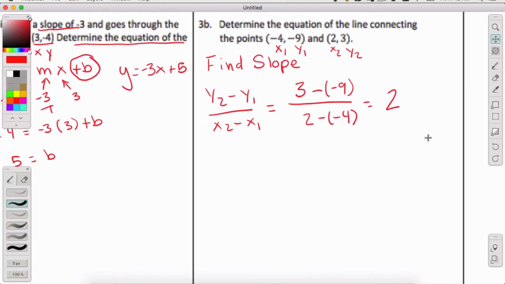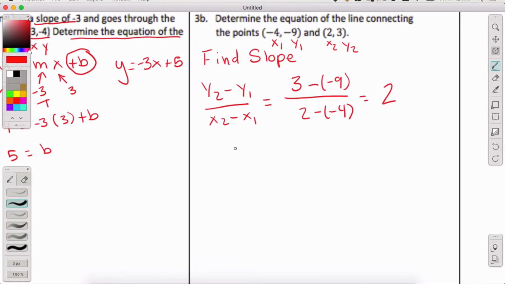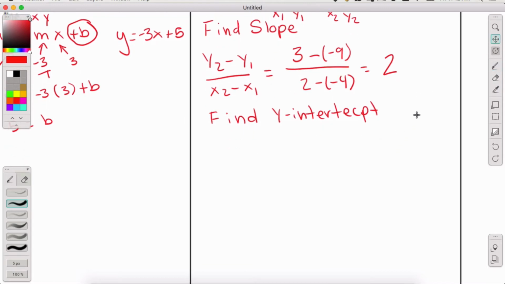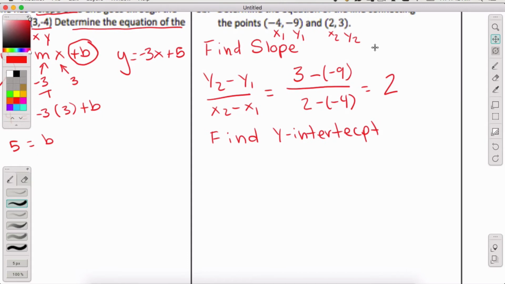All right, the second part of this equation is we now need to find the b, or the y-intercept. This is a lot like the first question. So we're taking those same exact steps because we know what our slope is and we're given a coordinate point to use. It doesn't matter which coordinate point you use. Either is fine, but I'm going to take the second one. So I'm going to do 3 = 2 times 2 + b.